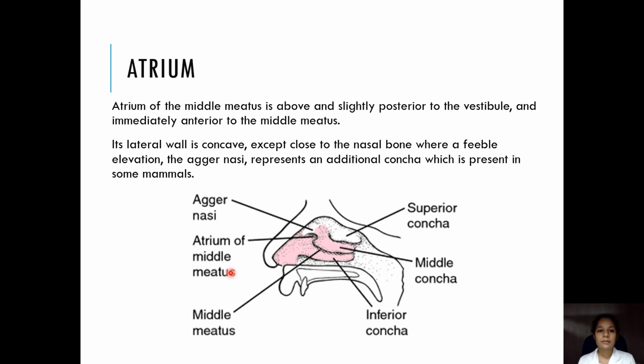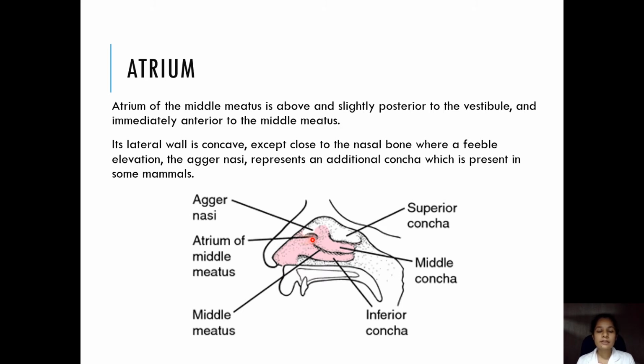Now, atrium. Atrium is a roomy region. It is also known as the atrium of the middle meatus. It is above and slightly posterior to the vestibule. This region is the vestibule and this region is the atrium of the nose. It is immediately anterior to the middle meatus. Hence, it is slightly anterior and superior to the middle turbinate.